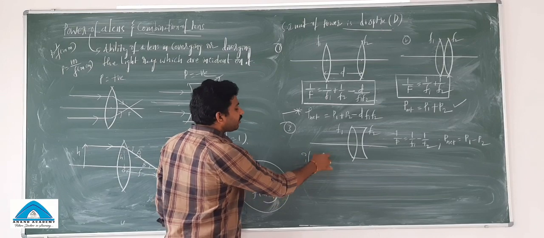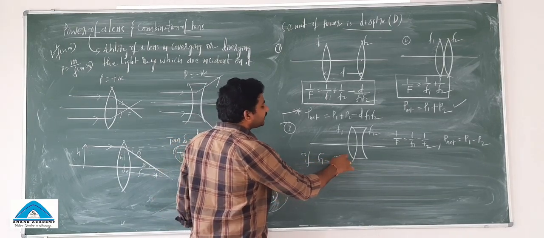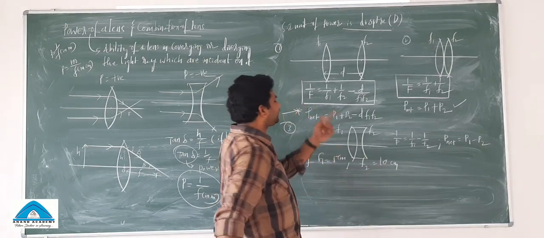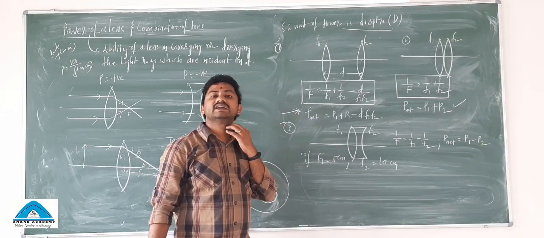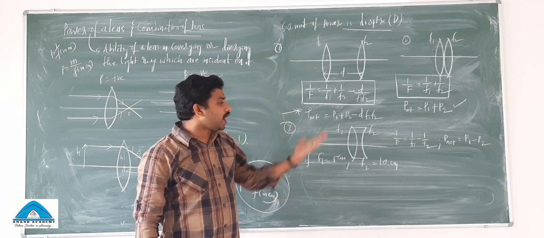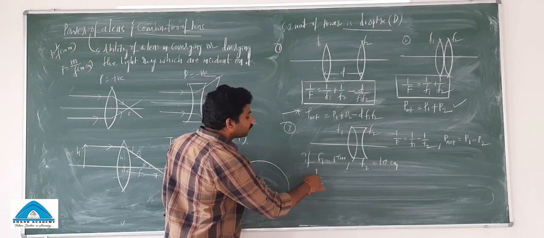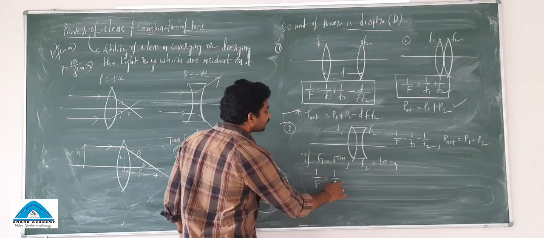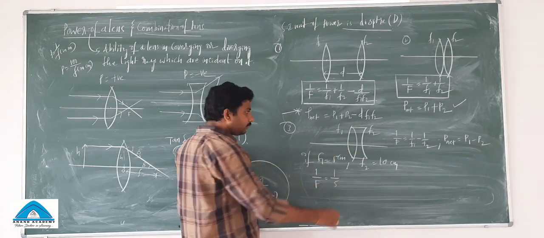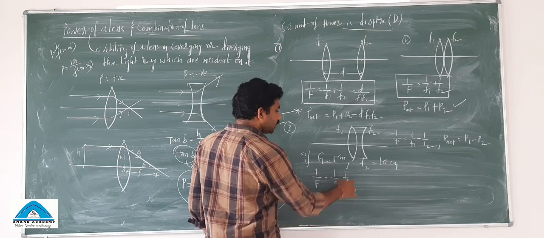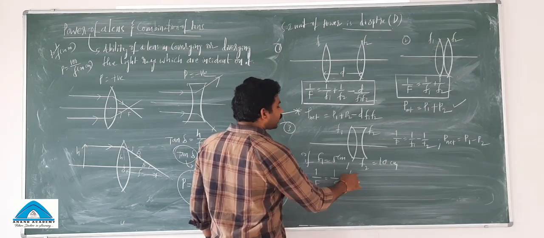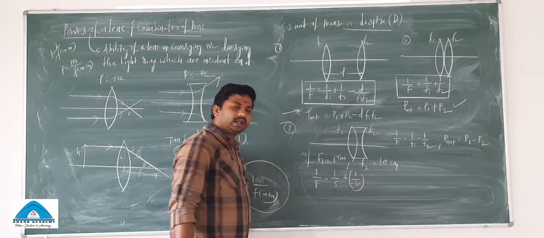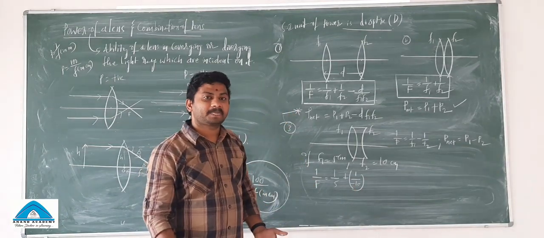Imagine if F1 is 5 centimeters, F2 is 10 centimeters in the same case. So the question is, find the net focal length. How to find the net focal length here? 1 by F is equal to 1 by first focal length, 5, plus second focal length, 1 by minus 10. Alright? You may get it out.